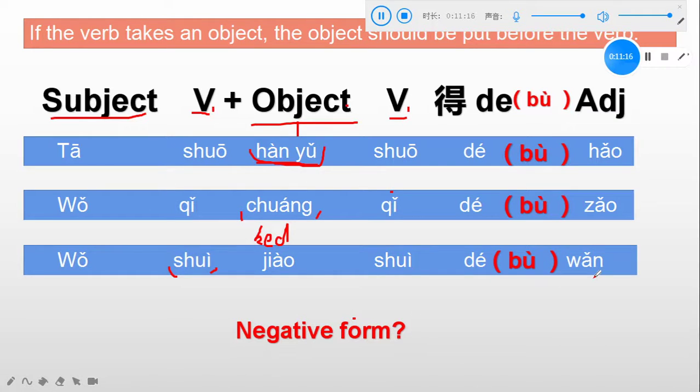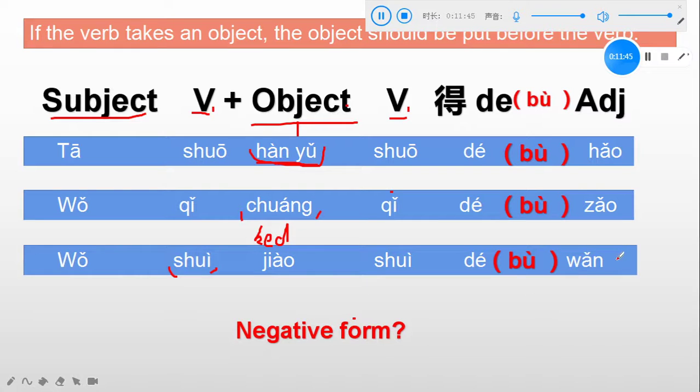Okay. 好, these negative forms, 3 examples. 跟我读 one more time. 他说汉语说得不好。第二个，我起床起得不早。And then the last one，我睡觉睡得不晚。Okay, so that's all for the second page of the complemental state.